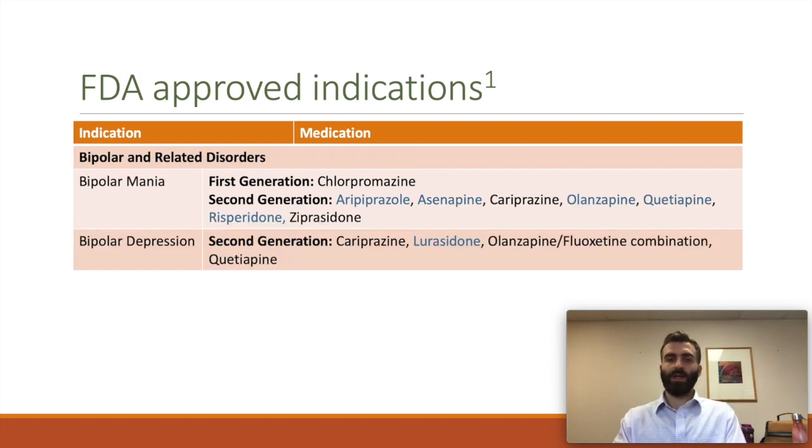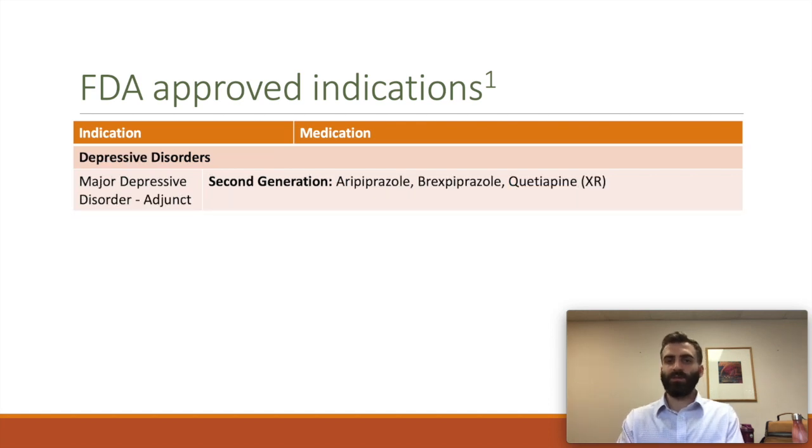Next is bipolar related disorders. So, bipolar mania and bipolar depression. The ones with the blue font are medications that have some pediatric indication. It's of varying ages, but it's just for general knowledge that these have some pediatric indication. Next, we have depressive disorders, so an adjunct here. Adjunct meaning in addition to an SSRI or an SNRI or another medication. And the ones that have this indication: Aripiprazole, Brexpiprazole, and Quetiapine, the XR version.